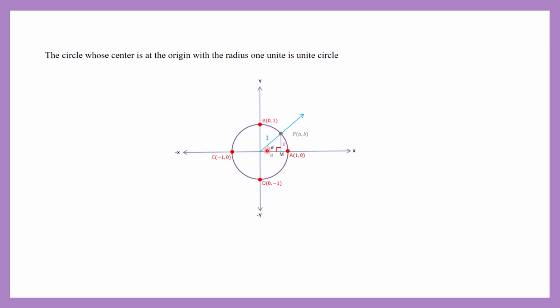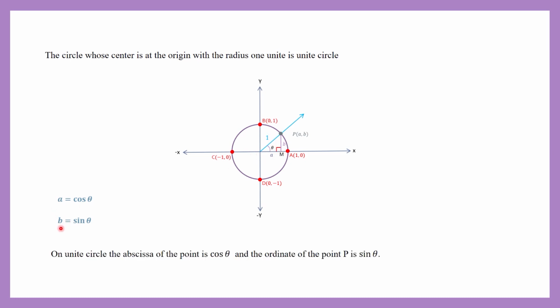If I want to define the sine and cosine of theta in this right triangle, I can write down cosine of theta equals a by 1, because we know that cosine of any angle is equal to the adjacent side divided by hypotenuse. And the hypotenuse here is the radius of the circle, and we say the radius of the circle is 1 unit. So we can say cosine of theta equals a. And if I find the sine of theta for this angle, I can write down b by 1, which is equal to b.